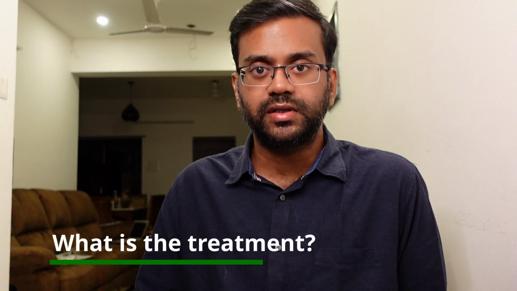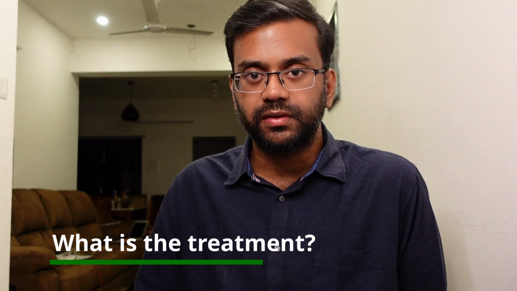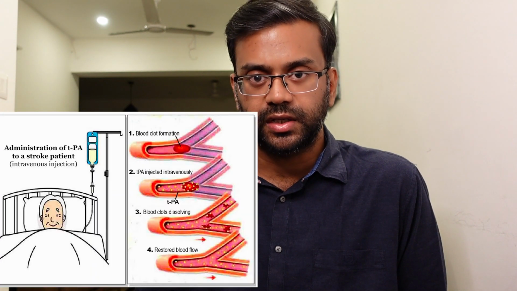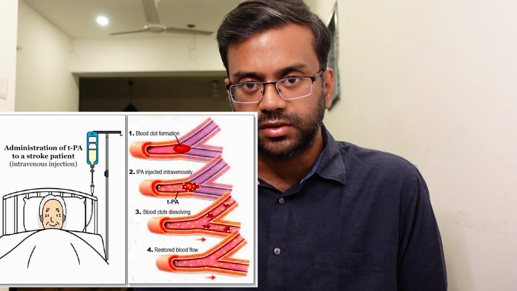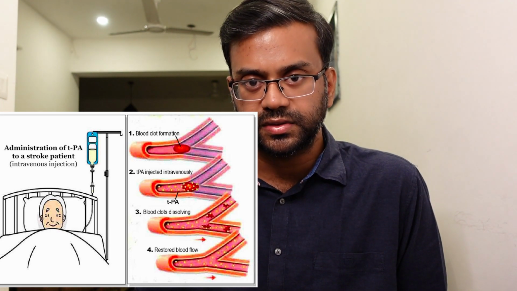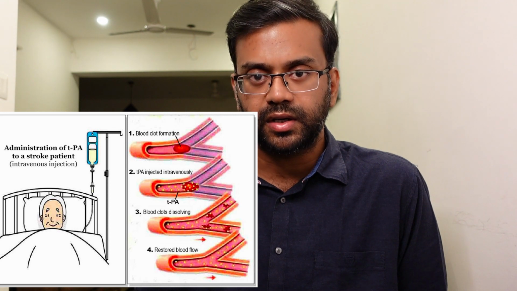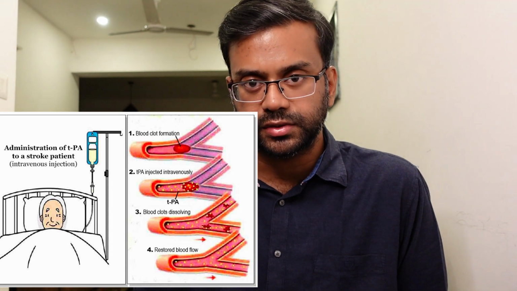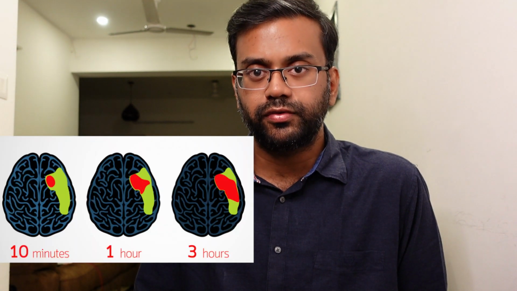So how is this condition treated? If you reach the hospital within 4.5 hours of sustaining a stroke, you can be given an injection called TPA or thrombolysis, which is basically injected inside your veins, and this clot can be dissolved immediately and you can return to your normal condition. But it has to be done within 4.5 hours.